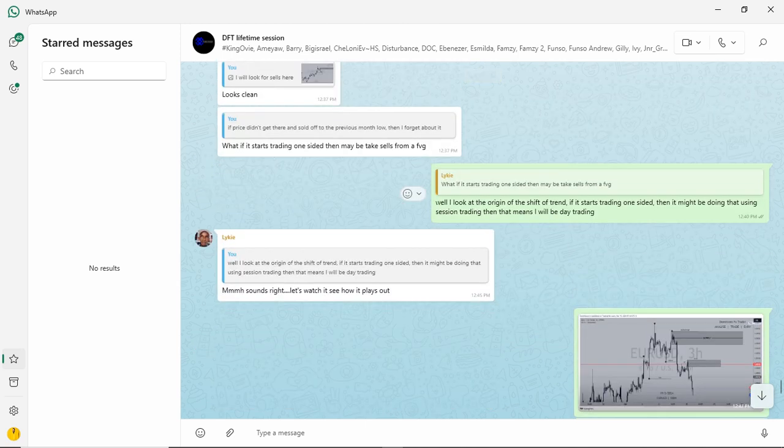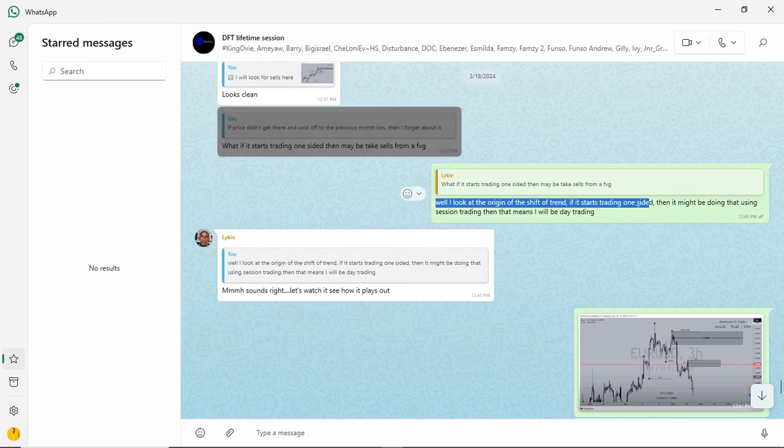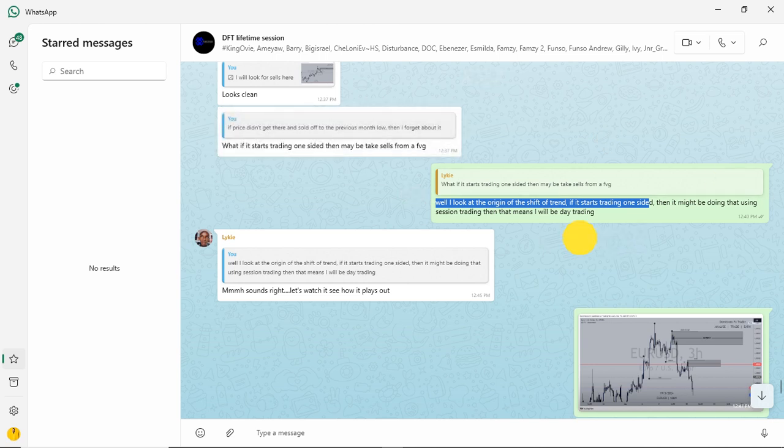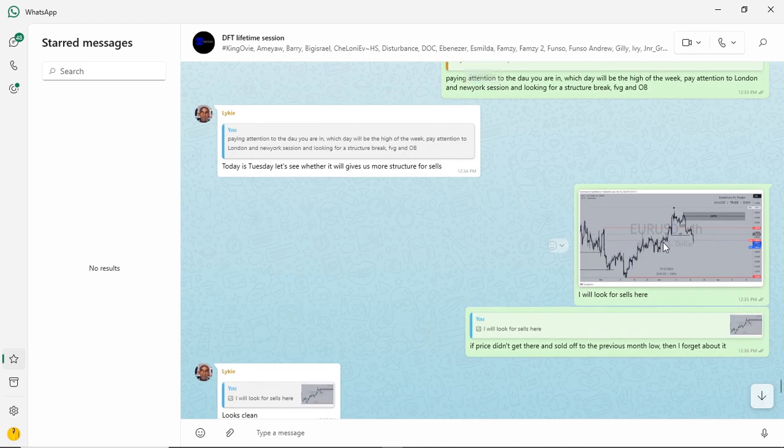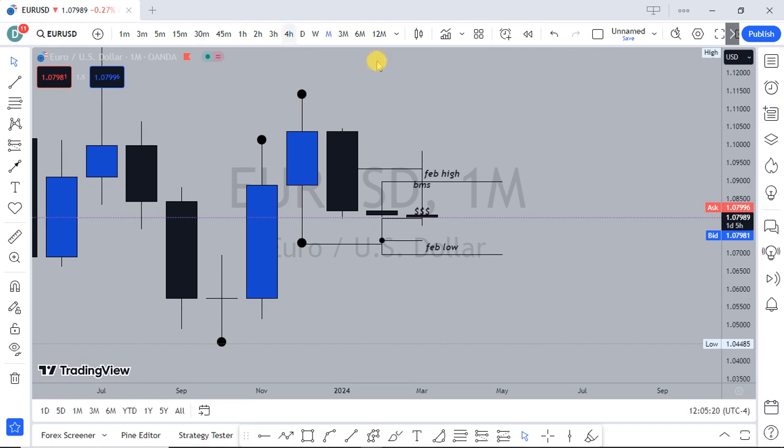So this here I also made mention that I look at the origin of the shift of trend. One of the members asked about when you start trading one-sided, which we always have to experience, that most of the time, price doesn't return to our order block, it just starts trading one-sided. And I said, me, I always focus on the origin of what caused the shift of trend. That is what I'll be looking at. And if you decide to trade one-sided, then that is fine. It might be done using session trading, which is New York or London session. That means I'll be day trading, but that is not what I do. I was more focused on the origin of what caused the structural shift. So that was what happened right there.